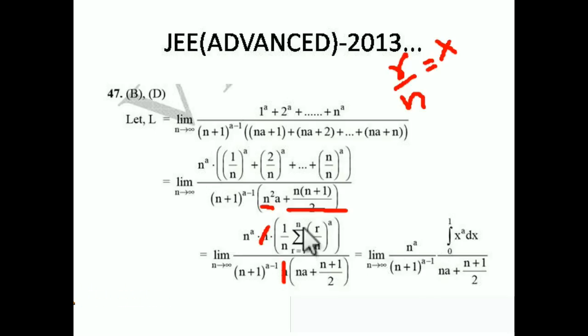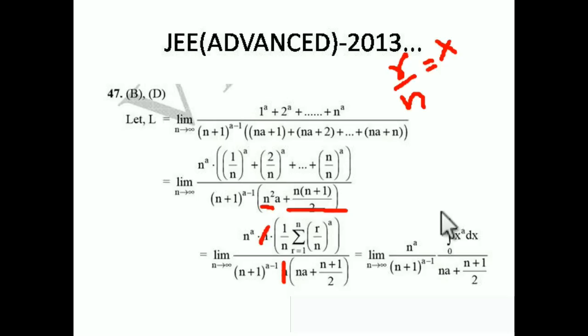Now, put the upper limit. Upper limit is r is equal to n. If r is equal to n, then n gets cancelled out. Then x is equal to 1. So, the upper limit is 1. So, we have integration 0 to 1, x raised to a dx. Now, this summation is converted into this simple integration.